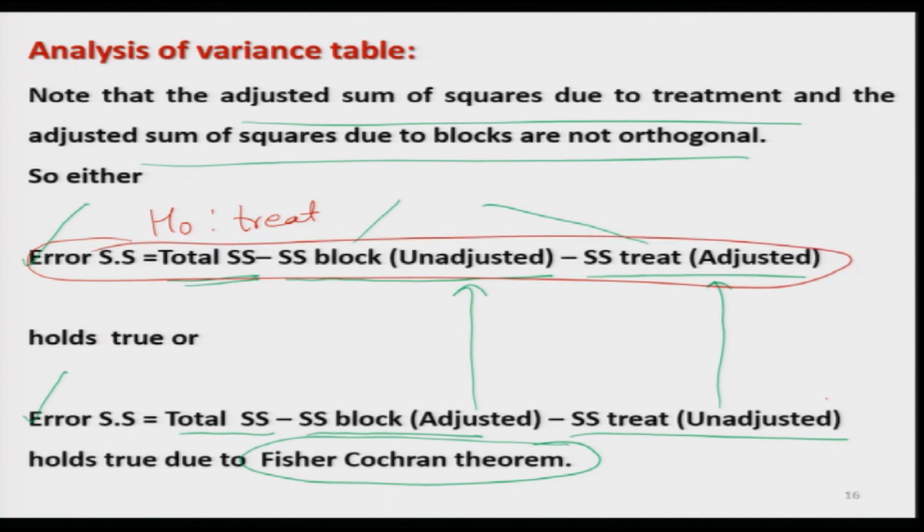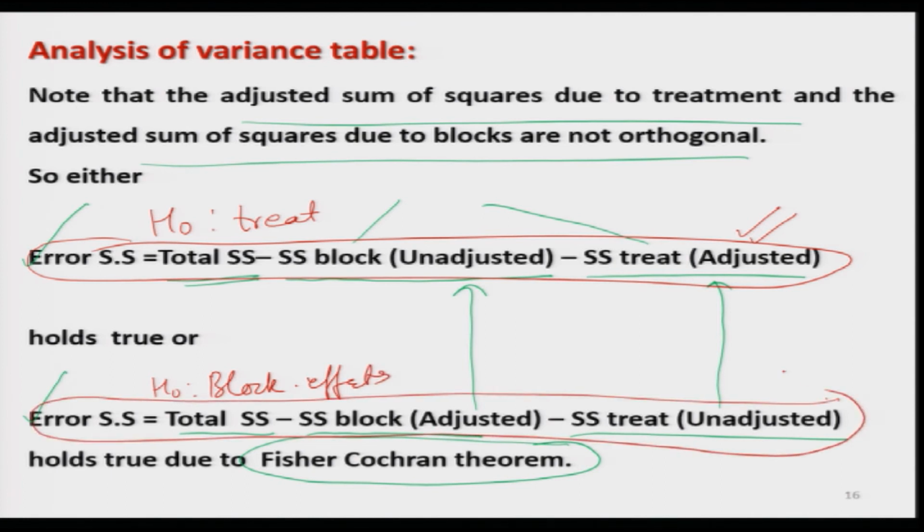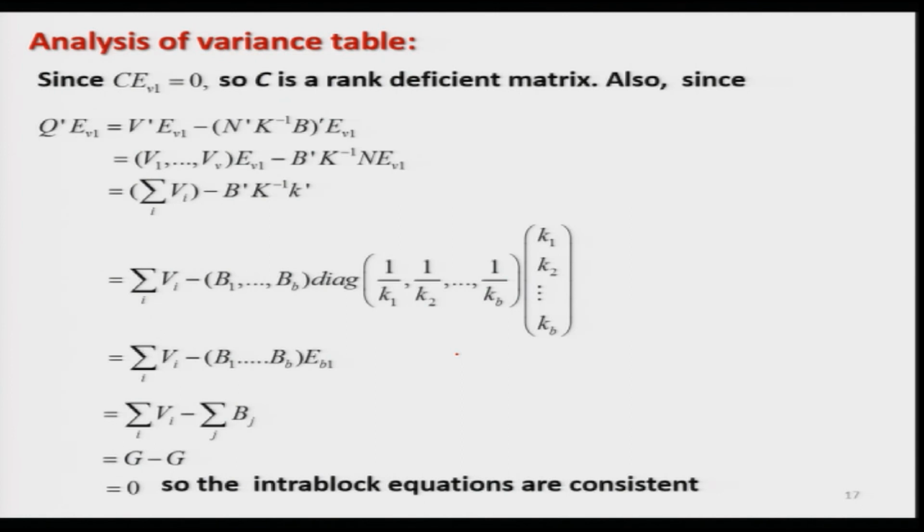right, where your sum of squares due to treatment is going to be adjusted. And in case you are trying to conduct the test of hypothesis for the block effects, then you are going to use this result in which the sum of squares due to blocks is adjusted, as simple as that, right.